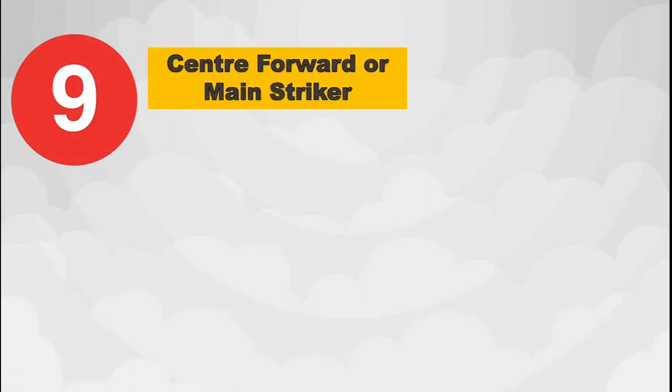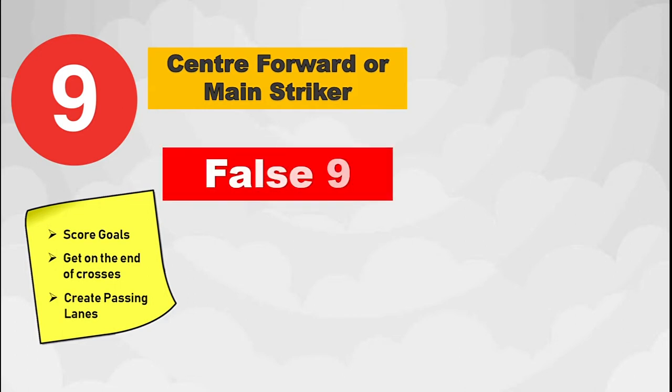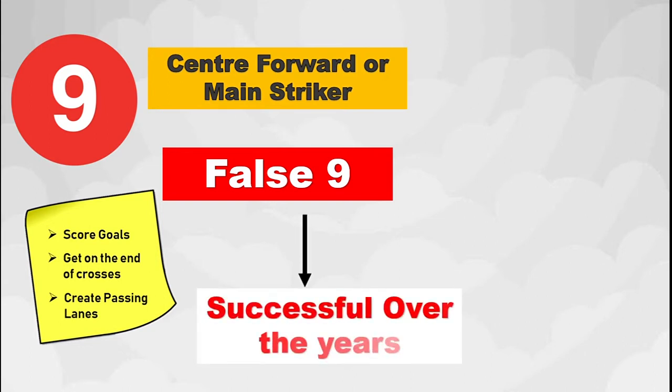In football, the traditional number 9 refers to the centre forward role or the main striker in the team. Their objectives are to score goals, get on the end of the crosses, and allow midfielders to create passing lanes. But predominantly, this number has been used in a different fashion on several occasions, mainly called a false 9, which has been quite successful over the years. So, what is this false 9 and how was it originated?